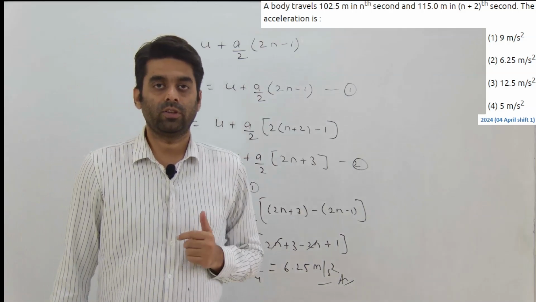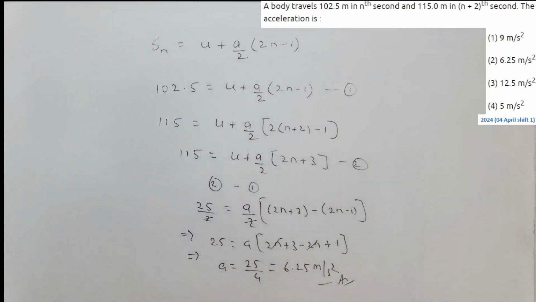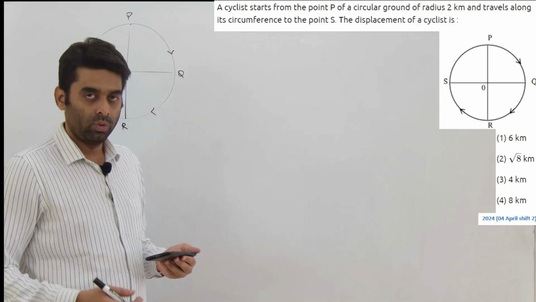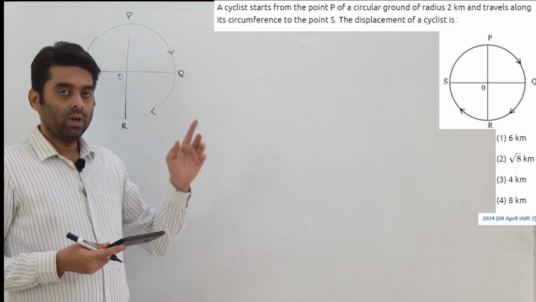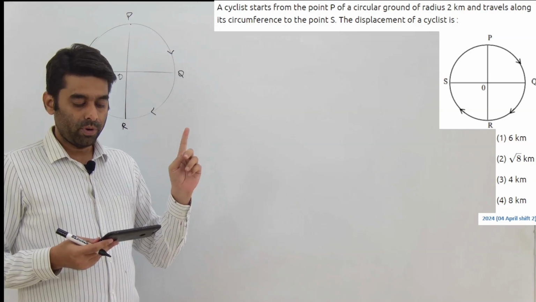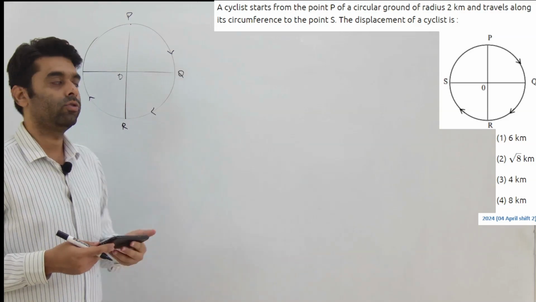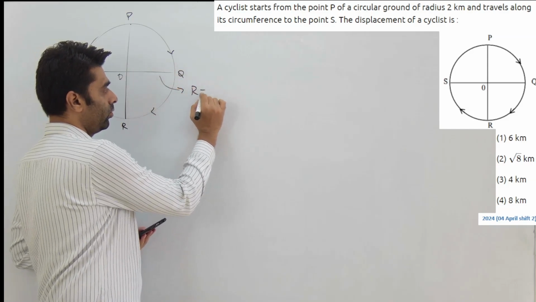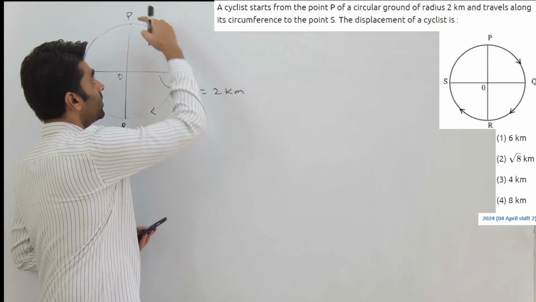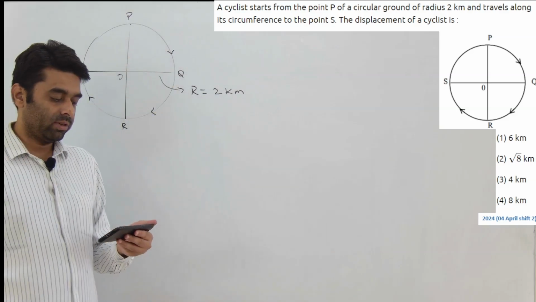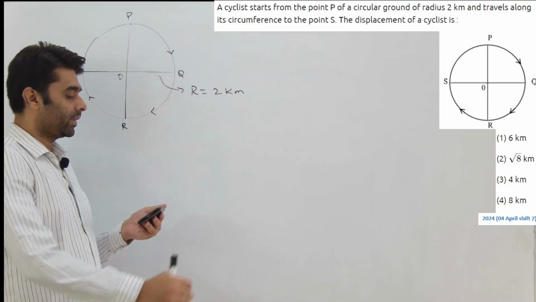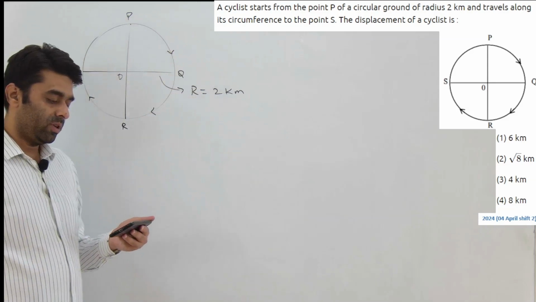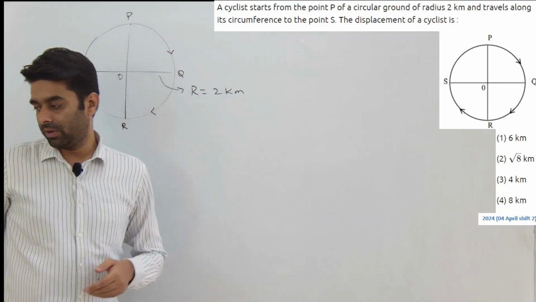Let us move to the next question. A cyclist starts from point P of a circular ground of radius 2 km. The radius of this is 2 km. It starts from point P and travels along its circumference to point S. That means from P it reaches over here. The displacement of the cyclist is.